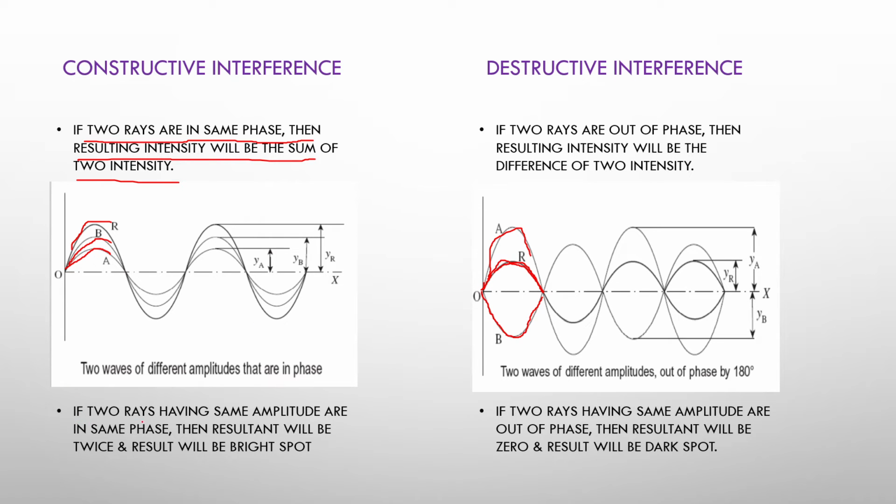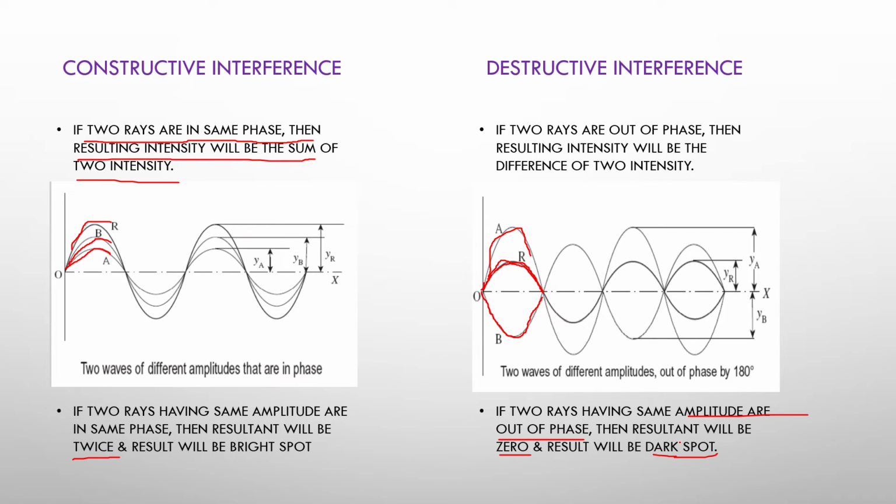Here we talked about two different intensities or two different amplitude waves, but if we consider two waves of the same amplitude and same phase, then the resultant will be a bright spot, that is twice the amplitude of one. If you take two rays having the same amplitude and out of phase, the resultant will be a dark spot. That's zero intensity or zero amplitude.